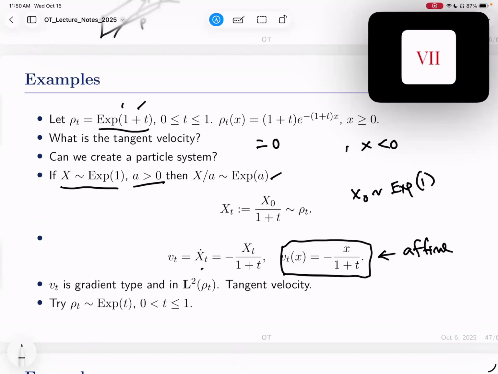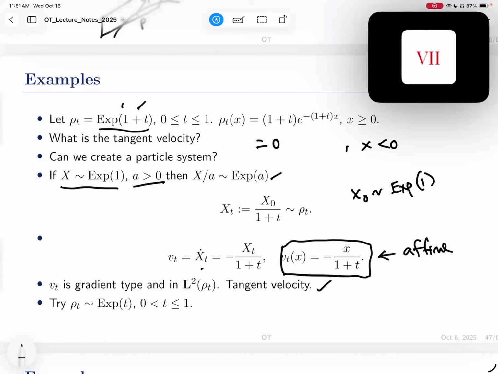We also need to check that this is in the L2 space, which means is the L2 norm of Vt finite? Well, exponentials are well known to have all finite moments. So of course, it's also in L2 of rho t. So I have a gradient type, which is in L2. Therefore, this is my tangent velocity. You can verify that the integral of the L2 norm of the Vt from 0 to 1 is finite, which will tell you that this is actually absolutely continuous.